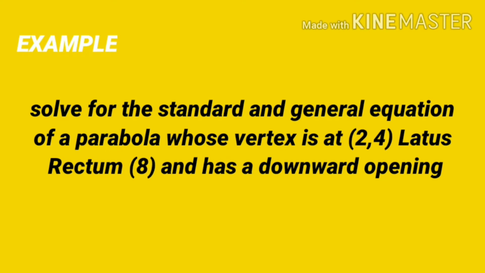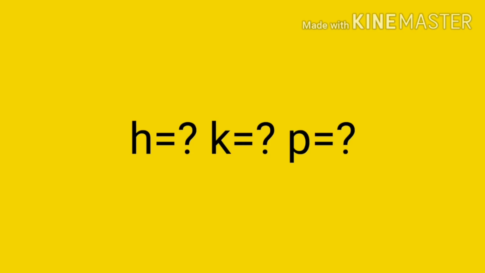For example, solve for the standard and general equation of a parabola whose vertex is at (2, 4), length of the latus rectum is equal to 8, and has a downward opening. From the question itself, we can clearly know that we should use a vertical parabola because of the opening. Next, let's solve for the values of h, k, and p.